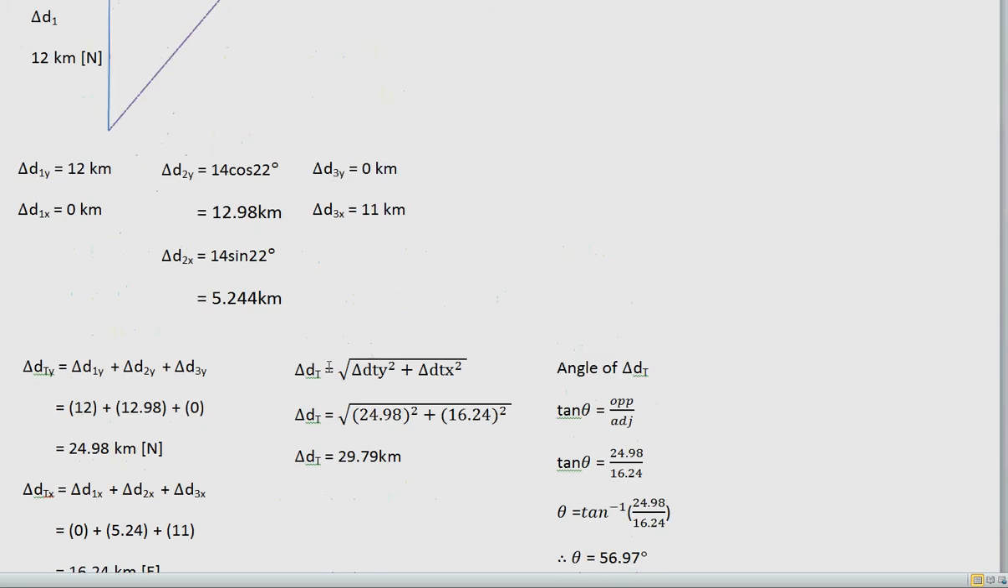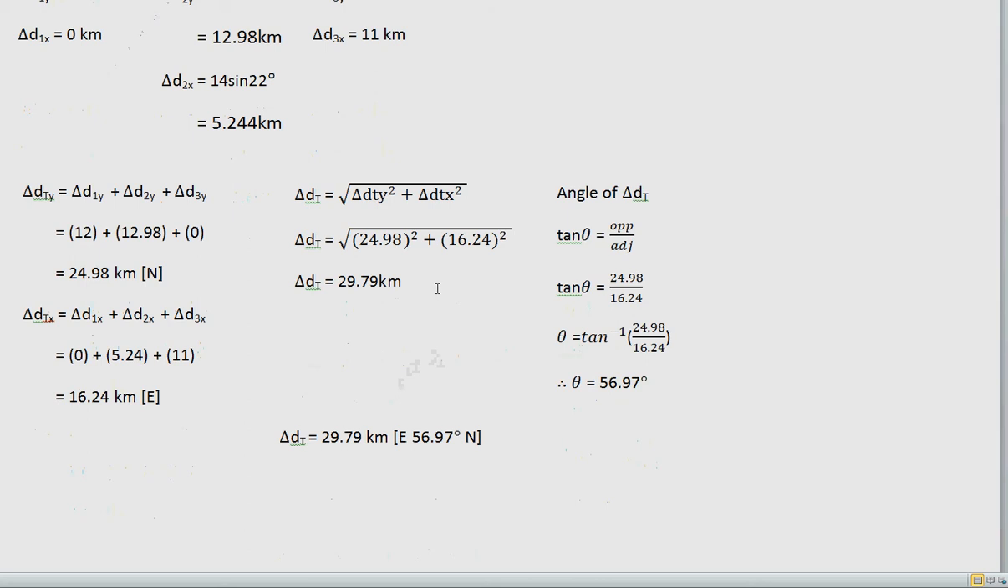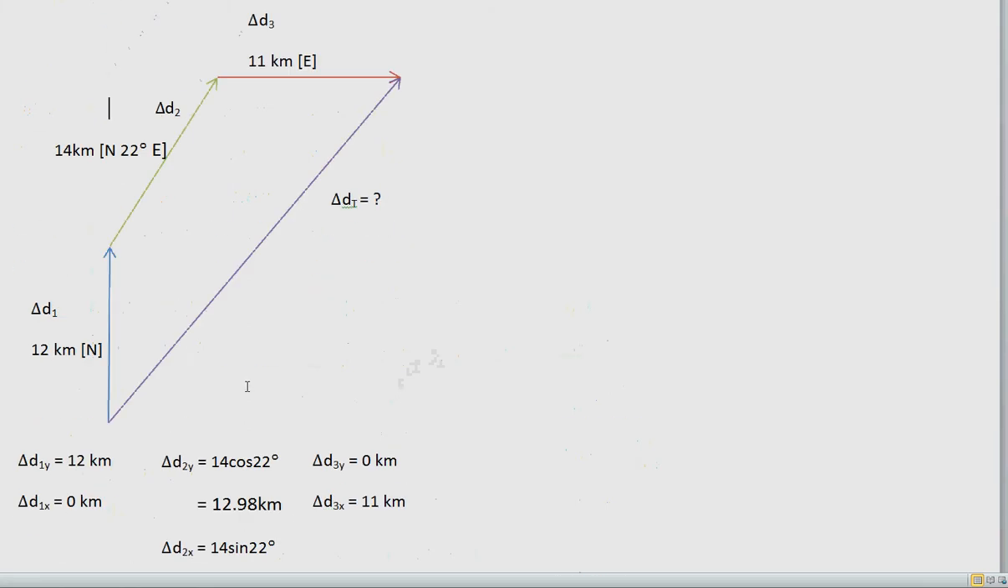And to find our total displacement, we would have to use Pythagorean's theorem. And rearranging Pythagorean's theorem, we would get that c equals the square root of a squared plus b squared, which would be 24.98 squared plus 16.24 squared, all square root of that, which would give us 29.79 kilometers, which is the total displacement.